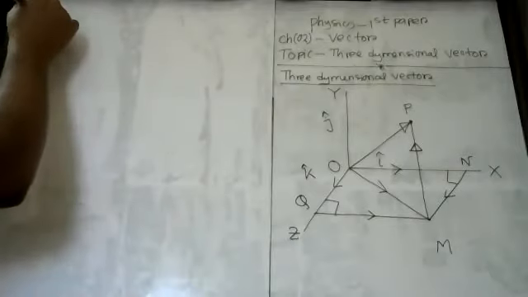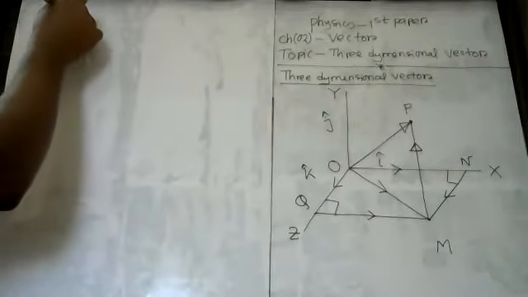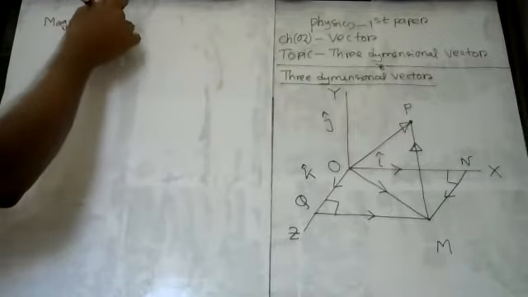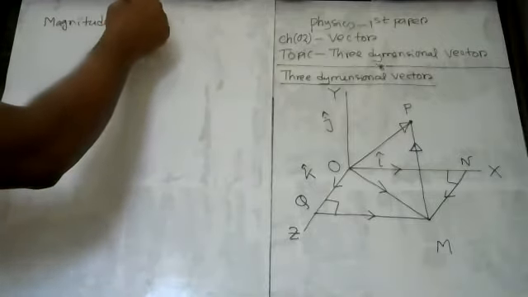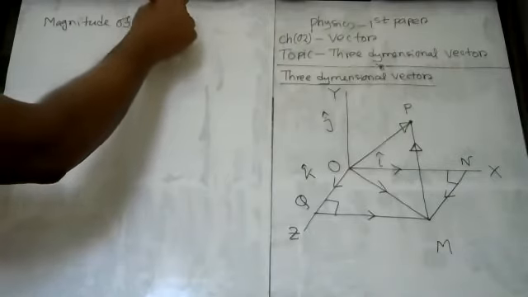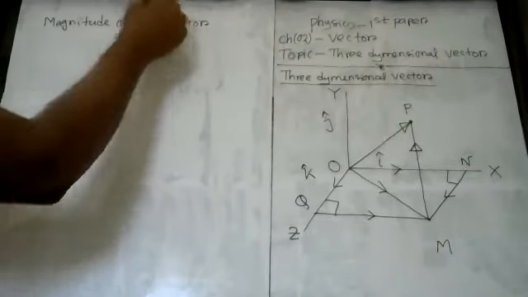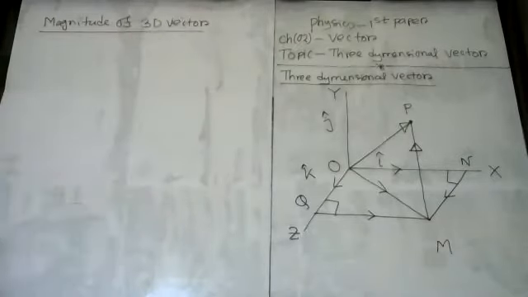So, magnitude of a 3D vector. To find out its magnitude, my dear student, I'm just going to use the laws of Pythagoras theorem.